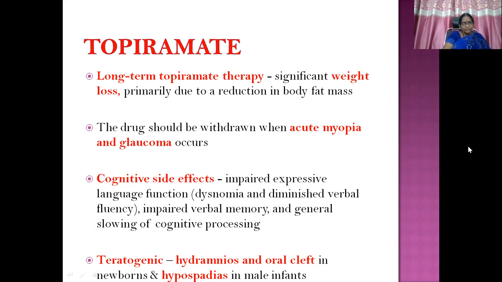Apart from that, acute myopia and glaucoma, and then cognitive side effects, like impaired expressive language dysfunction, dysnomia and diminished verbal fluency, impaired verbal memory, and general slowing of cognitive processing. And it is also a teratogenic molecule, so not to be administered to pregnant ladies. It can give rise to specific teratogenic effects like oral cleft in newborns, and along with that, specifically hypospadias in male infants.